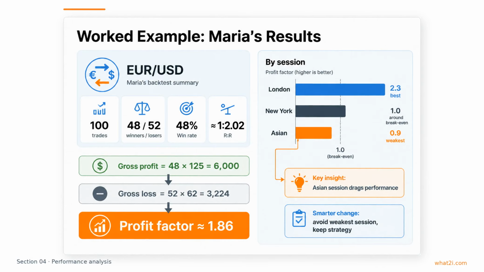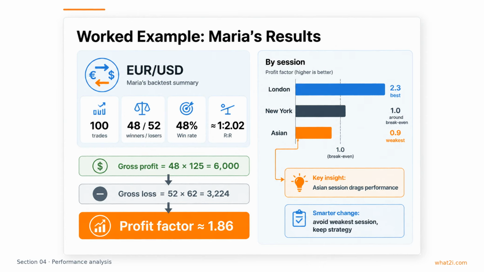Take Maria as an example. She trades Euro Aussie USD with roughly a 1 to 2 risk-reward structure and records 100 trades, with 48 winners and 52 losers. At first glance, a 48% win rate may not look impressive, but the larger average winner gives her a profit factor of about 1.86, which is quite solid.